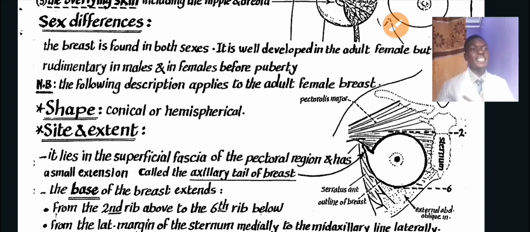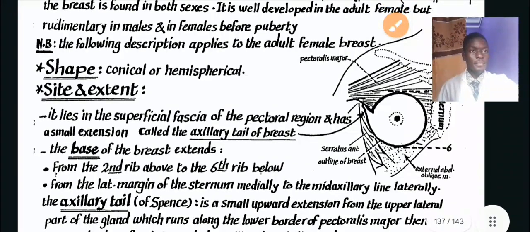The base of the breast extends superiorly from the second rib, then inferiorly from the sixth rib. So the breast is found between the second and the sixth ribs. Then medially, the breast is found along the lateral margin of the sternum. And then laterally, the breast is found along the mid-axillary line. Just like the word mid-axillary, it's the line that divides the axilla into two equal parts.